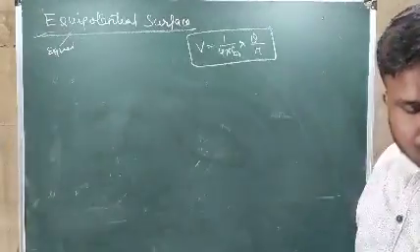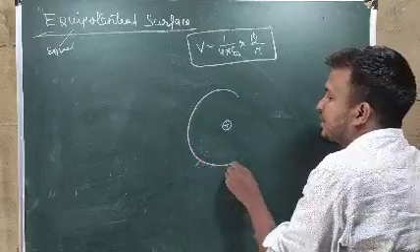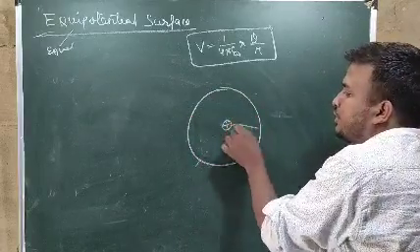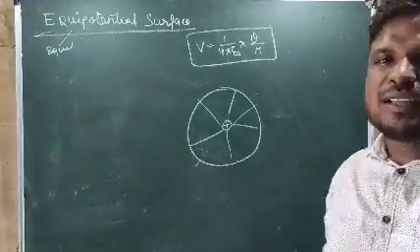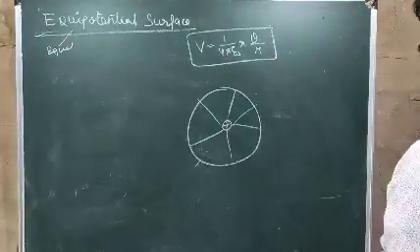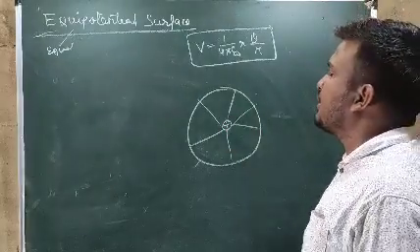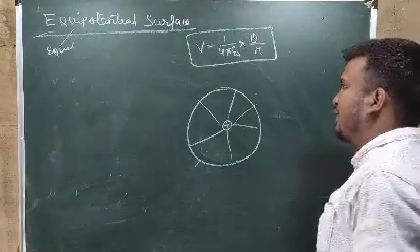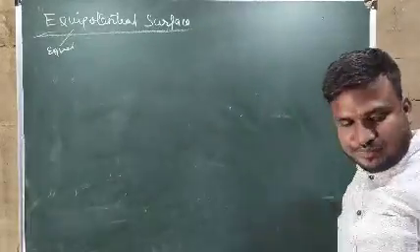So for a point charge, the equipotential surface will be a sphere. For a sphere, at every point if you draw the radius, it will always remain what? Same. And if the radius remains the same, then we can say that potential will also remain constant and the same throughout the surface. So that is why for a point charge the equipotential surface will be a sphere. Now let us see some properties of the equipotential surface.